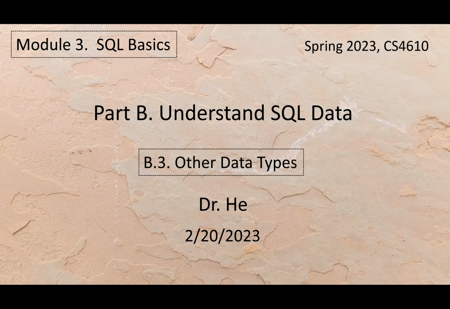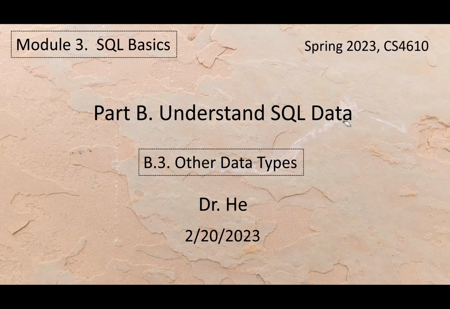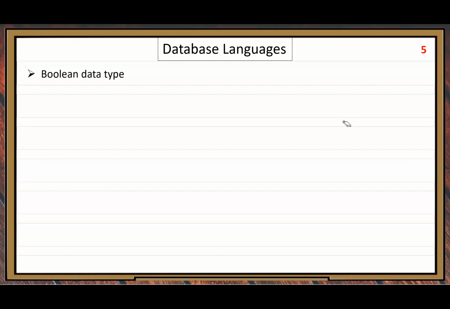B.3, other data types. Other than numeric and string, we may have other data types. First, the Boolean data type.